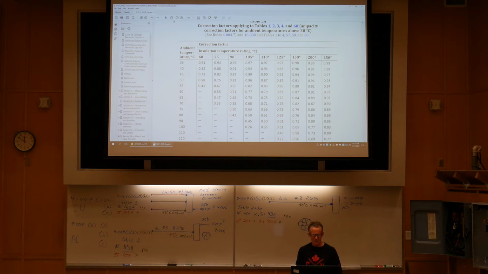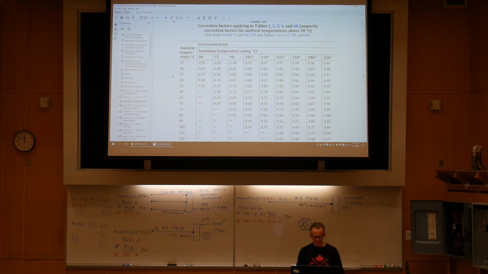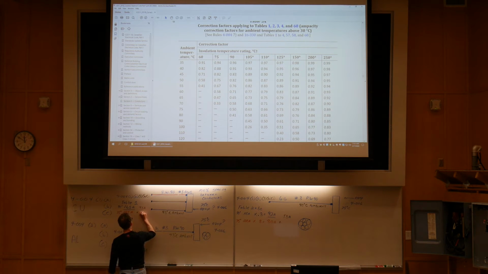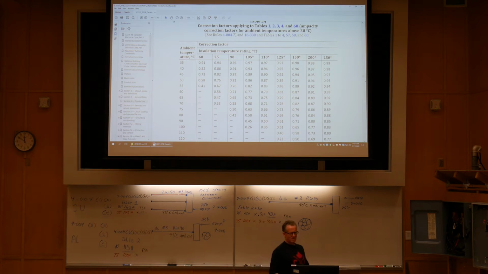When you see here, it says ambient temperature, so 35, 40, 45, etc. So when I look in this column here, my ambient temperature is 45. I come across to the 90 degree column, and my derating factor is 87%. I can only load that conductor to 87% because of that ambient temperature there.